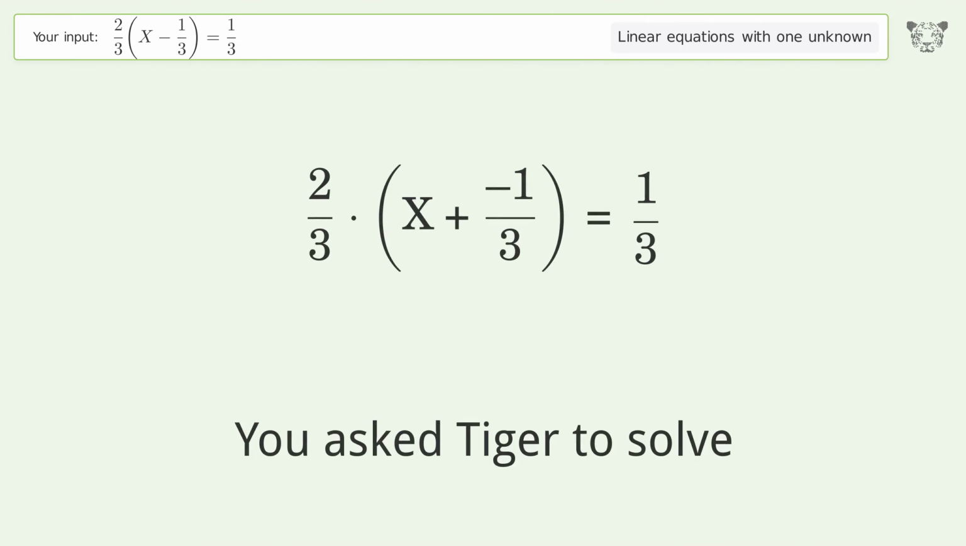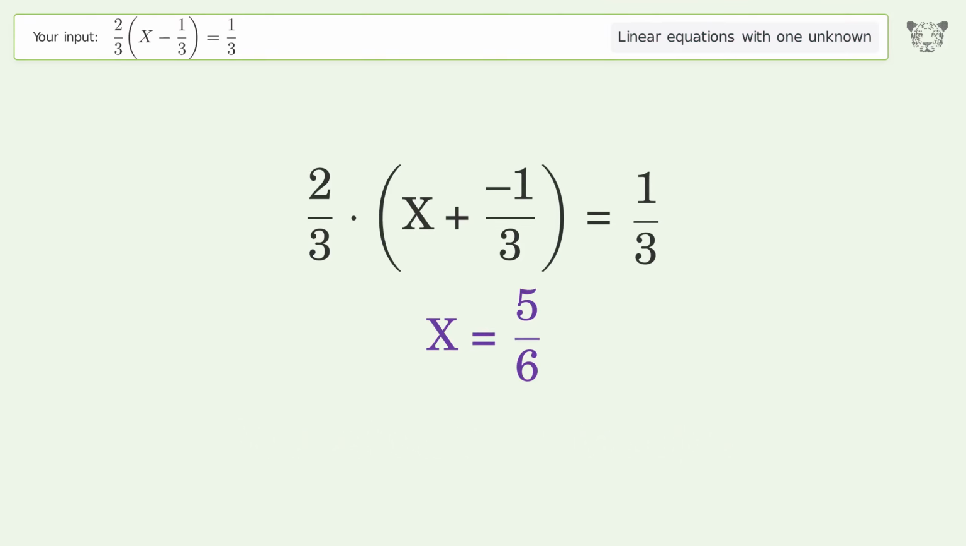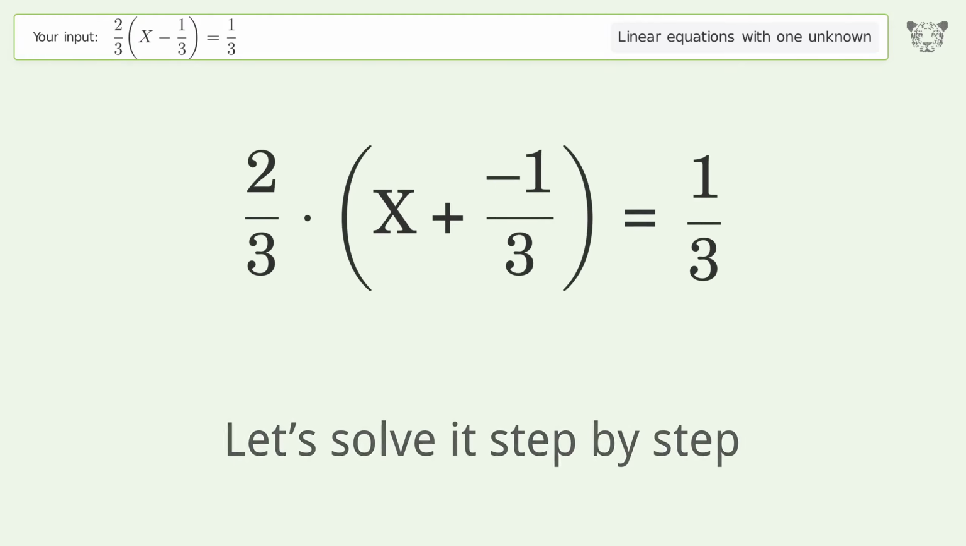You ask Tiger to solve. This deals with linear equations with one unknown. The final result is x equals 5/6. Let's solve it step by step.